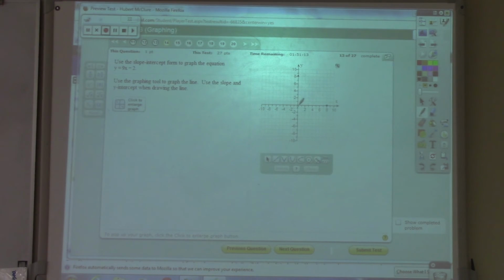Which method? Method 3. 0, -2. And it's a positive slope. That means it's going this way. So 9 up, 1 over. So 3, 4, 5, 6, 7, 8, 9, and 1. Next.